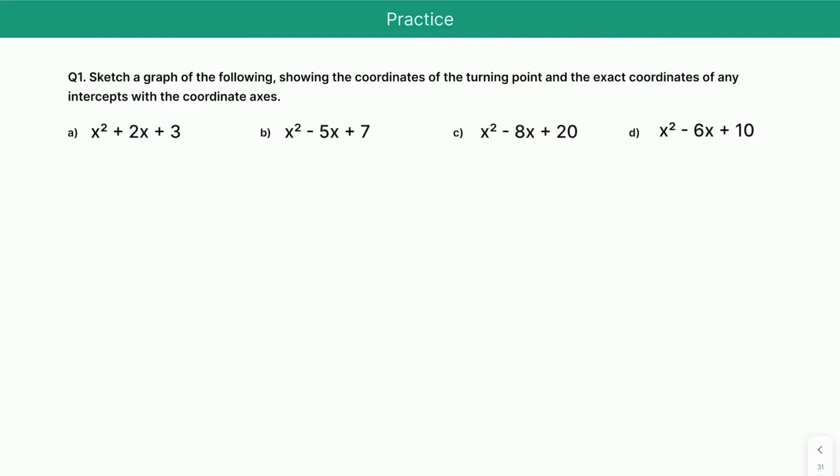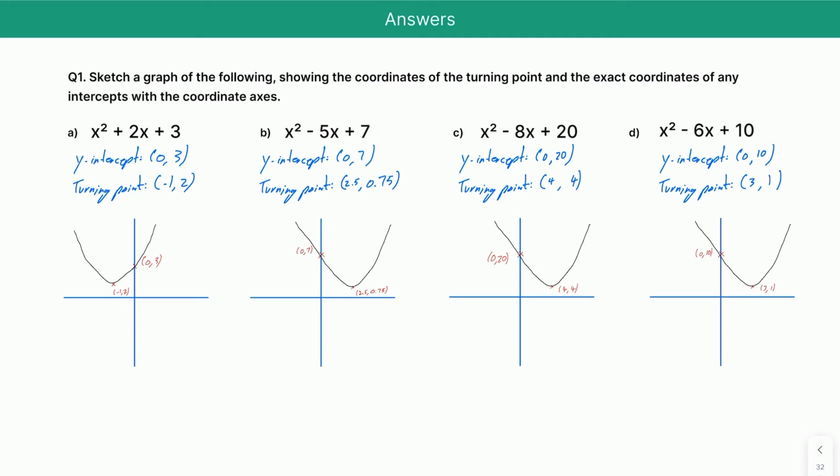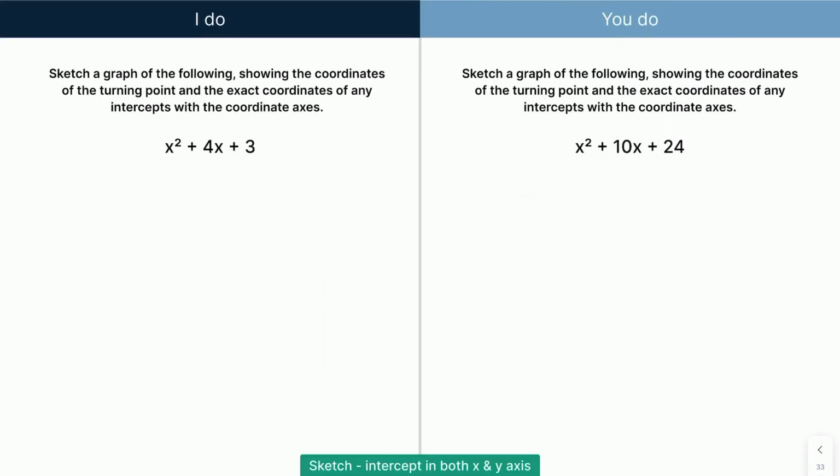So here are some practice questions for you to have a go at. Press pause and have a go. Here are the answers. Mark your work. And now we have intercepts in both the x and y axis. Now, part of it is because I've just told you that. And B is, well, we'll find out how we know whether there's intercepts in the y and the x axis.